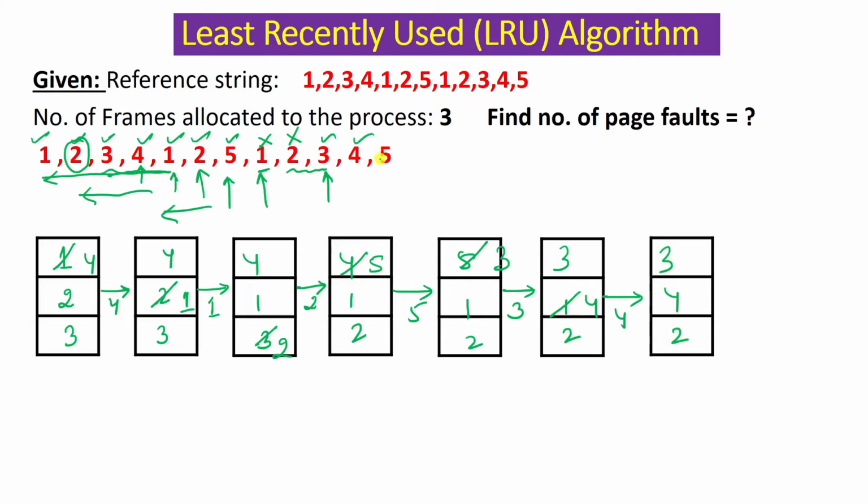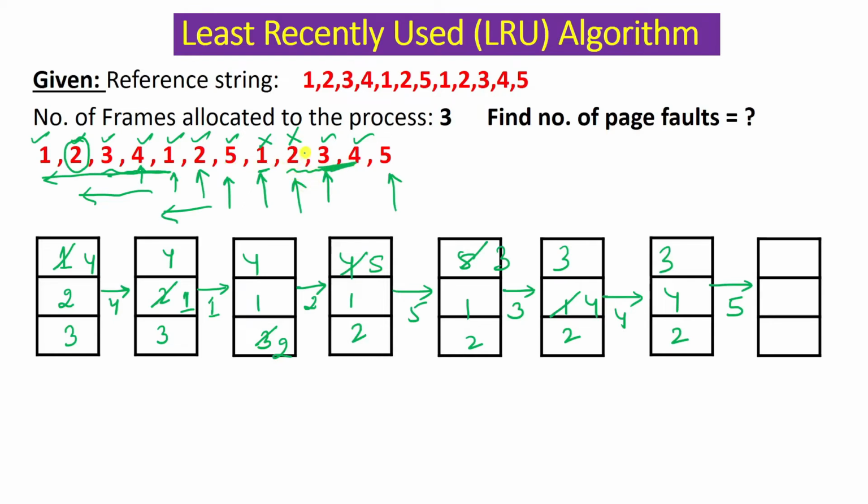So the last page is 5. So 5 came, and now out of 3, 4, 2. So 4 is here, 3 is here, and 2 is here. So 2 should be replaced. Okay. 3 and 4 should not be replaced. 2 should be replaced. Okay.